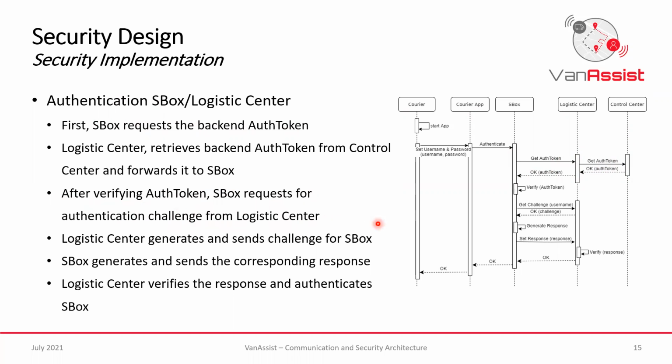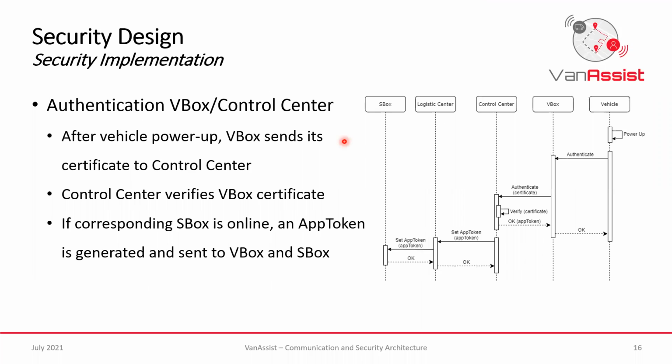After verification, it requests an authentication challenge from the logistics center. The logistics center generates and sends a challenge for the SBox, and the SBox must respond to this challenge using its username and password. The SBox generates and sends the corresponding response, and then the logistics center verifies the response and authenticates the SBox.